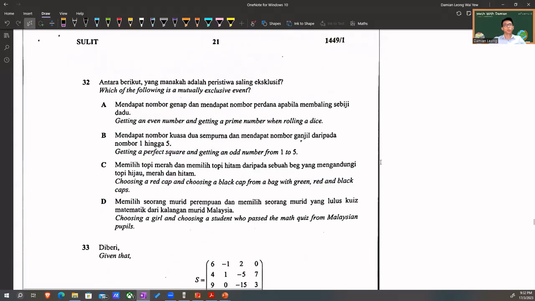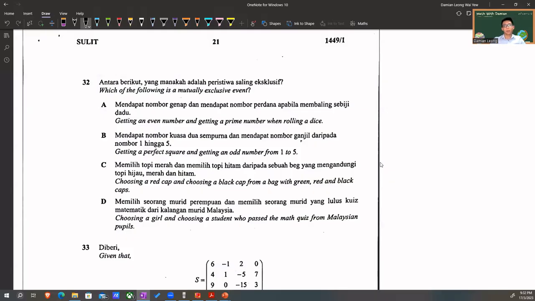Question 32. Which of the following is mutually exclusive event? Mutually exclusive means there are no common outcomes at all. So even number and prime number when rolling a dice. There is even number and prime number at the same time, which is your 2. Perfect square and odd number from 1 to 5. So 1 is a perfect square, is also an odd number. So it's not mutually exclusive also.